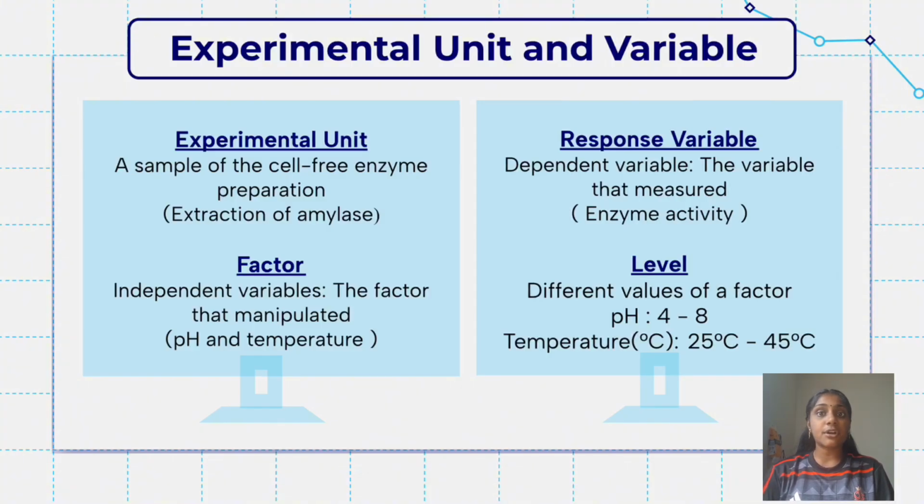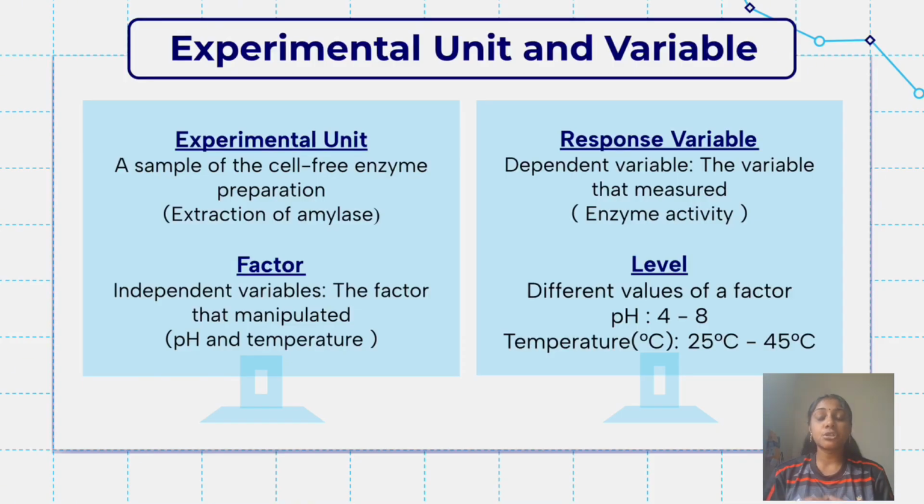For example, we conduct an experiment to test the effect of pH and temperature on amylase extraction. Hence, the experimental unit is the amylase extraction. Next would be the factor of this experiment. Factor is basically an independent variable controlled by the experimenter, which in simple words is the variable we manipulate to observe its effect on the response variable. In this case, the factors are pH and temperature. Both of them are numerical factors.